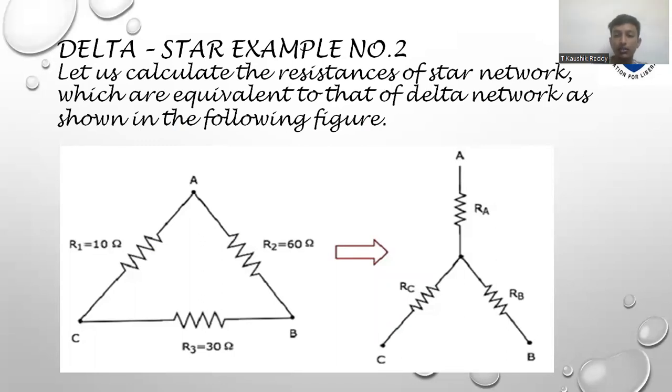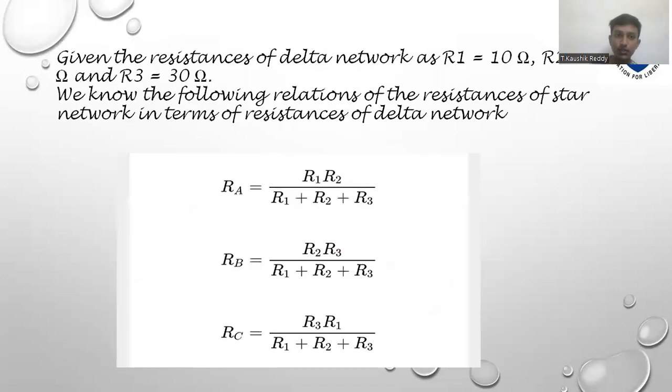And in the diagram of the star, we have resistances represented as RA, RB, RC. So given the resistance of the delta network as R1 is equal to 10 ohms, R2 is equal to 60 ohms, and R3 is equal to 30 ohms. We know the following relations of the resistance of the star network in terms of resistance of the delta network. So this is the formula for the conversion of delta to star: RA is equal to R1 R2 by R1 plus R2 plus R3, and RB is equal to R2 R3 by R1 plus R2 plus R3, and RC is equal to R3 R1 by R1 plus R2 plus R3.